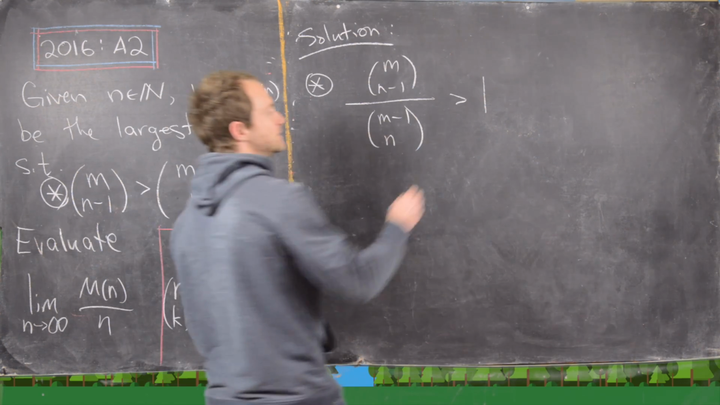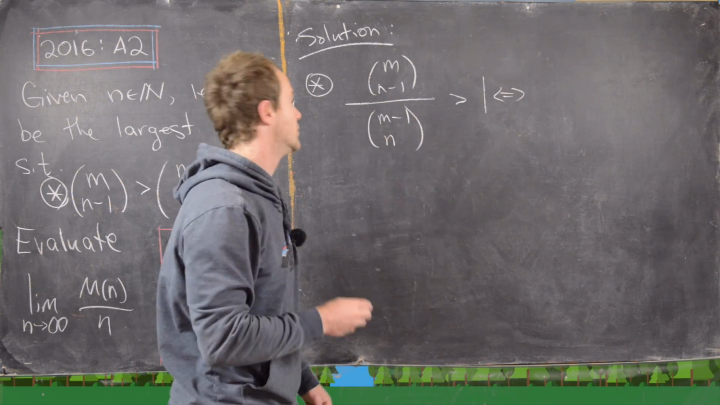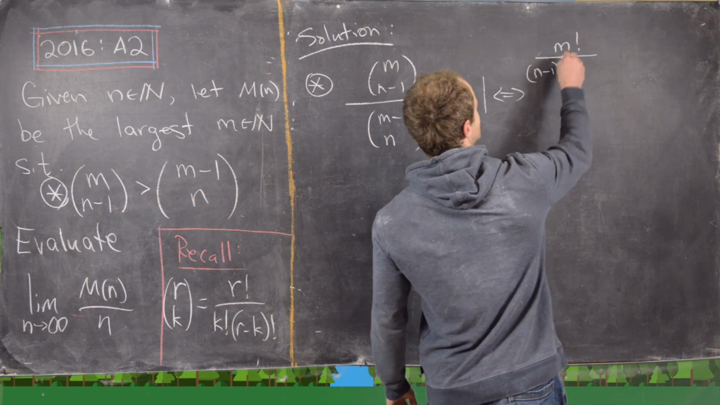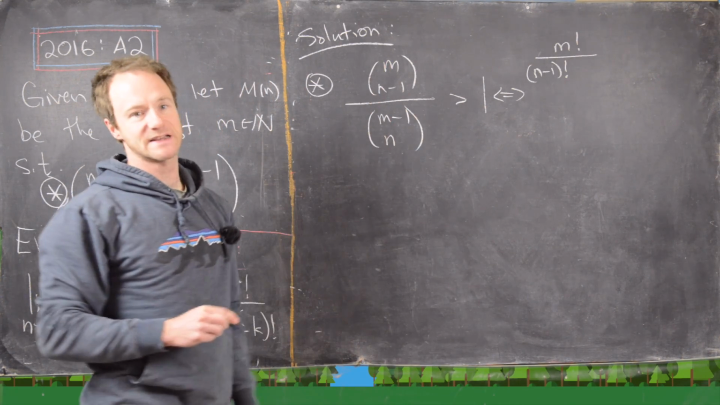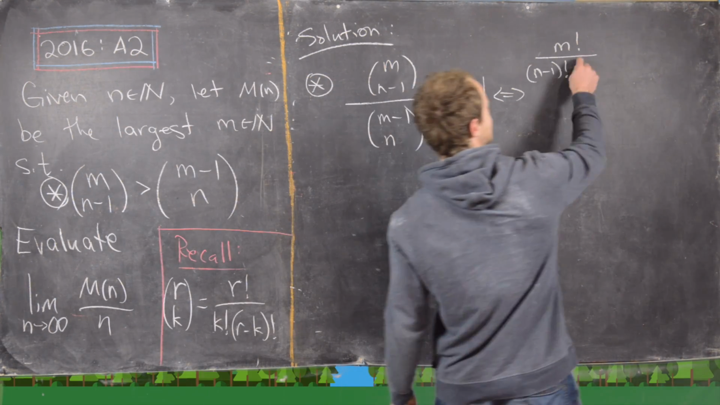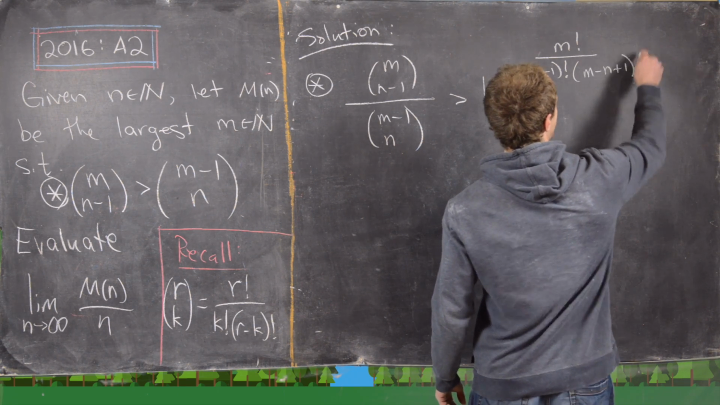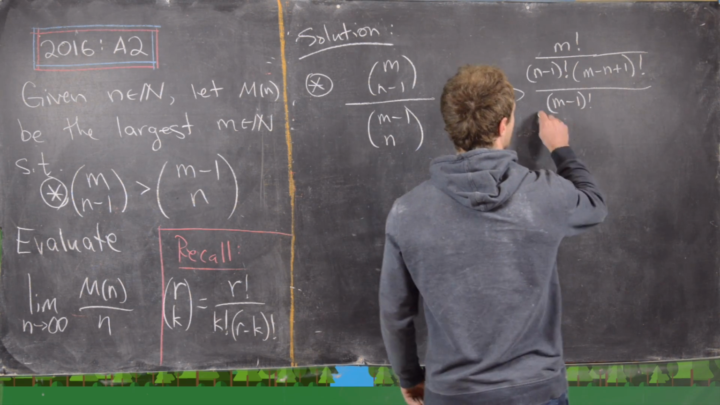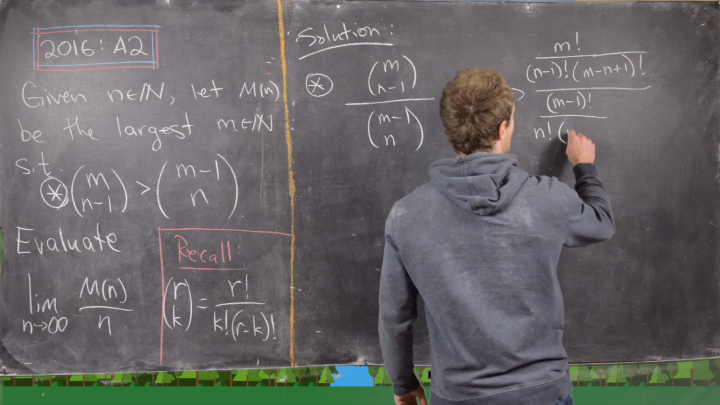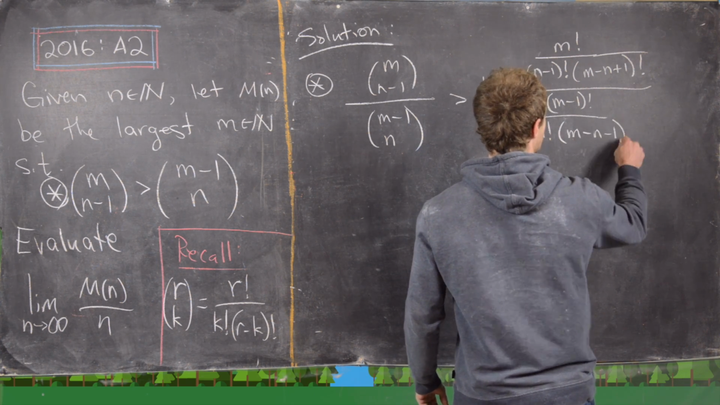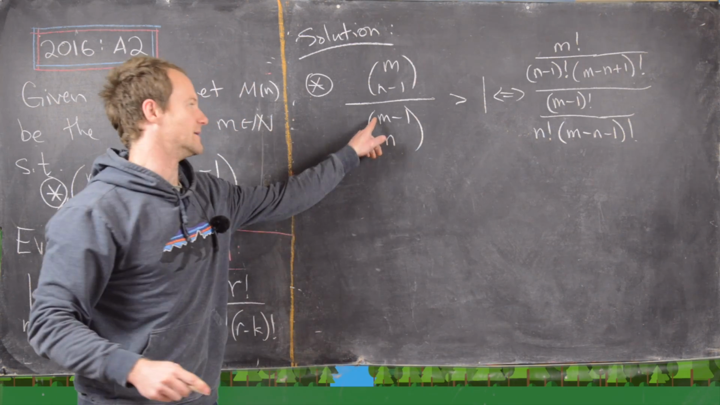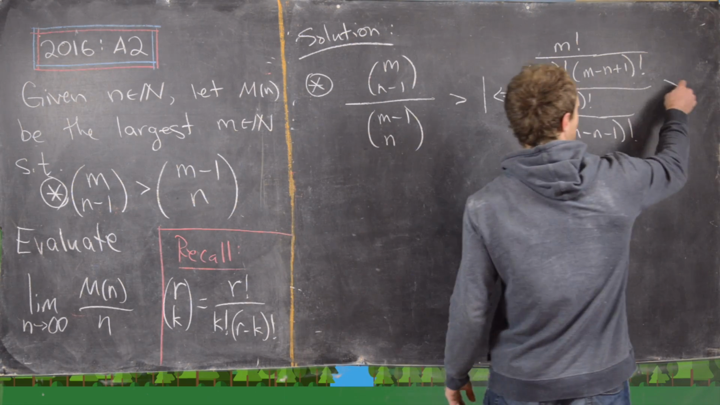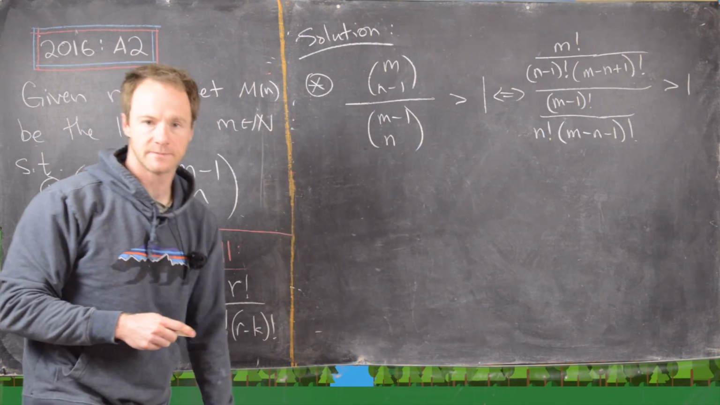And now from here we can use this equivalent formulation of the binomial coefficients to break up each of these parts. So this is equivalent to m factorial over n minus 1 factorial times m minus the quantity n minus 1, which is m minus n plus 1 factorial, over m minus 1 factorial over n factorial times m minus n minus 1 factorial. In fact, it's m minus 1 minus n, but I've put it in a different order. So now that's the same thing as saying this is bigger than 1.